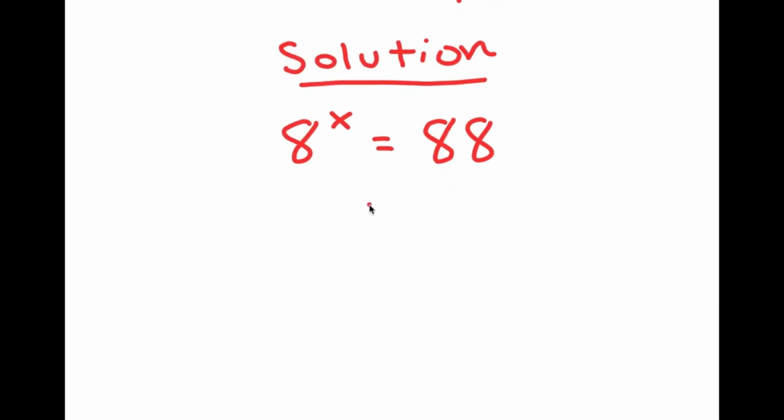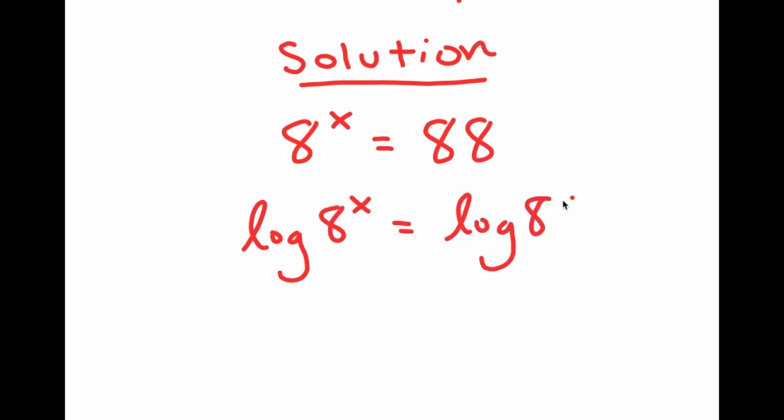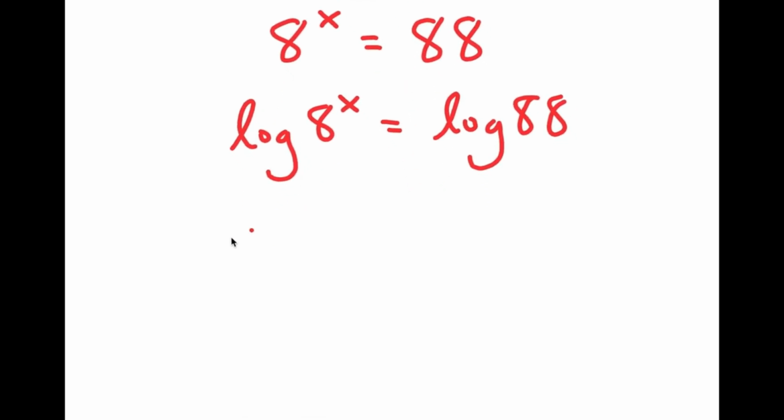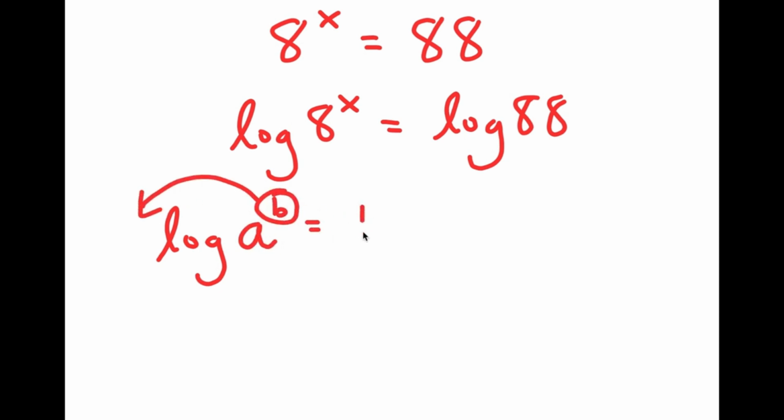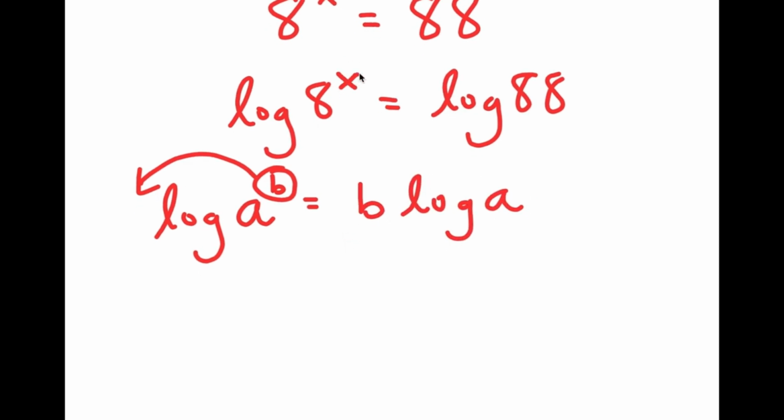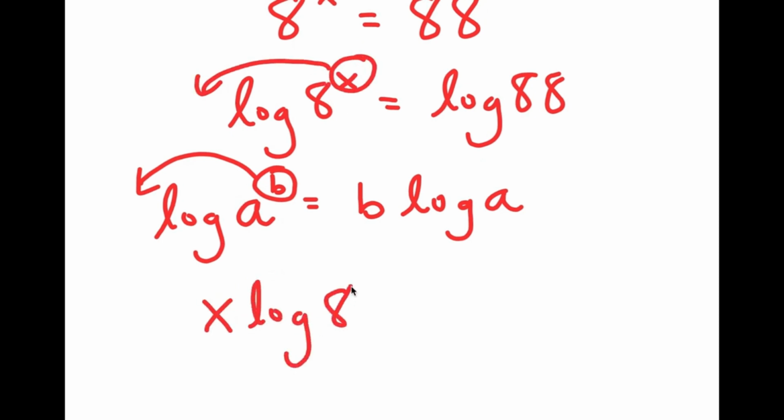Now I'm first going to start by taking the log on both sides. So I get log of 8 to the power of x is equal to log of 88. Now, if I have something in the form log of a to the power of b, I can move this exponent b to the front, so this is going to equal b times log a. In this case, I have log 8 to the power of x, and I can move x to the front, so I get x times log 8 is equal to log 88.